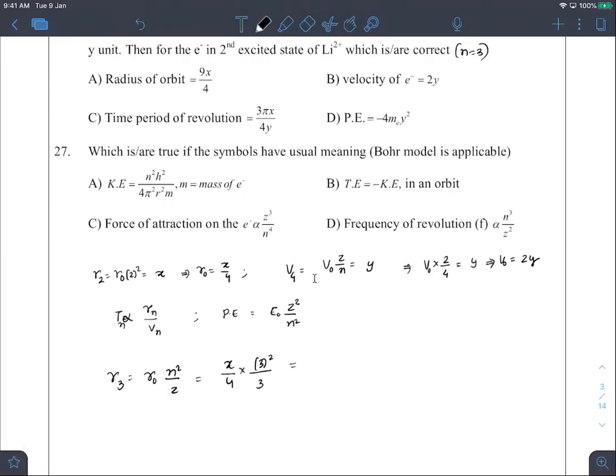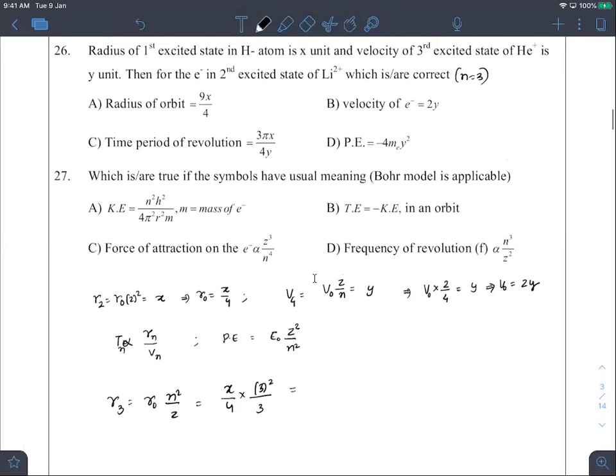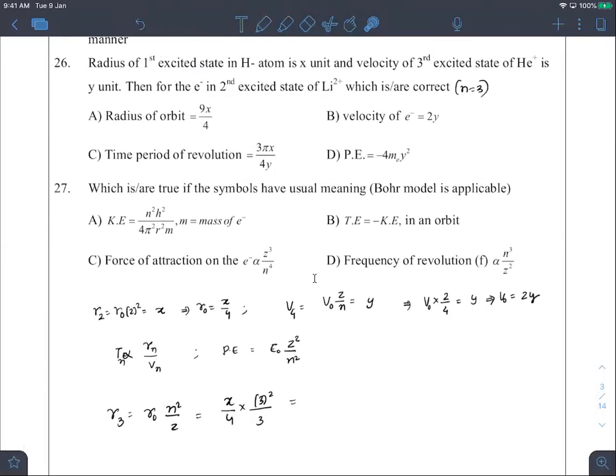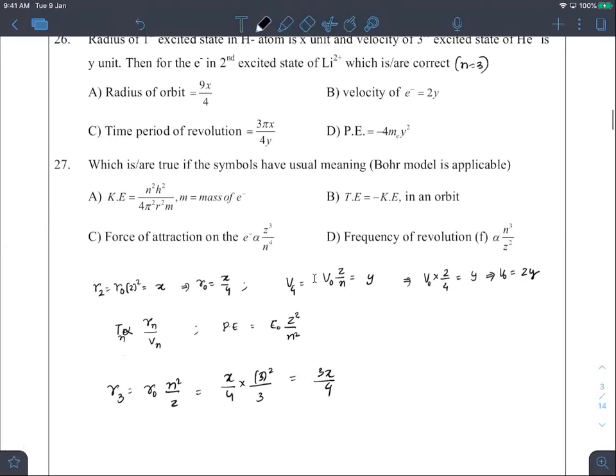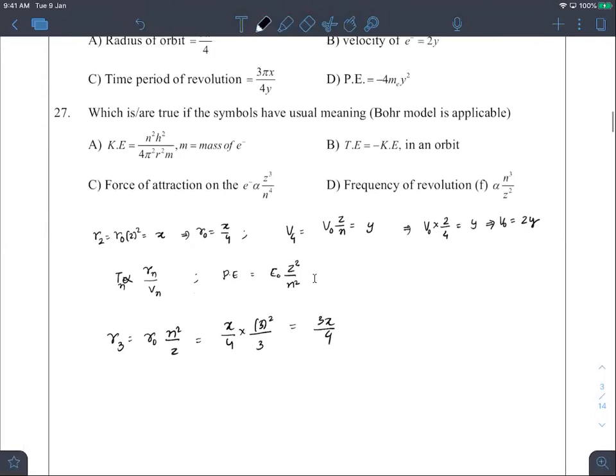3. So 3 will get cancelled. Correct? So radius of orbit r3 is equal to 3x by 4. So A is not coming, beta. Why A is coming? Check. So you're only getting 3x by 4, not 9x by 4. So A should not come. Yes, correct. So B should be right. B is coming for sure. C is also coming. Check that.